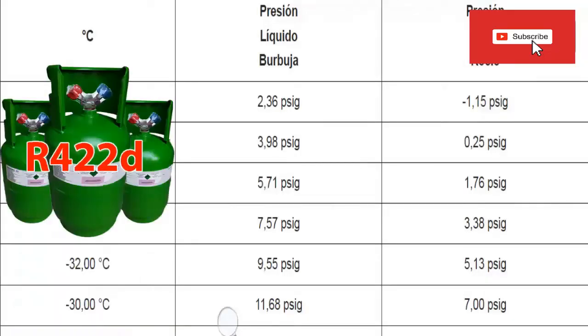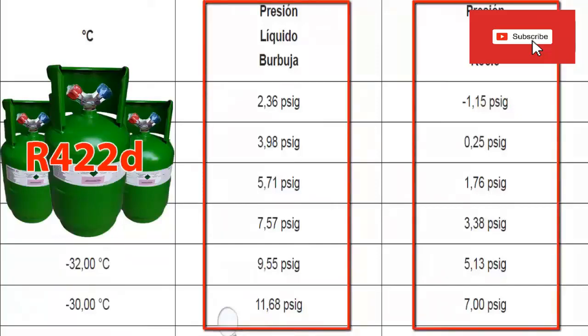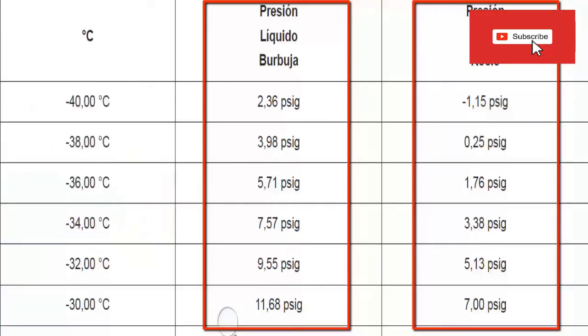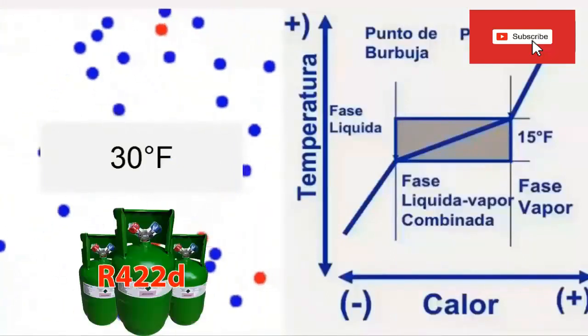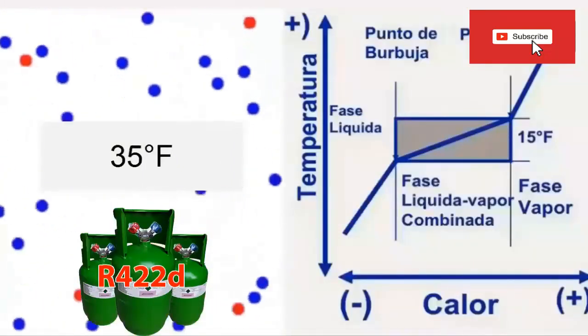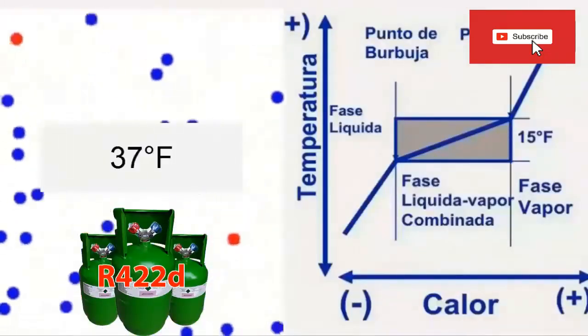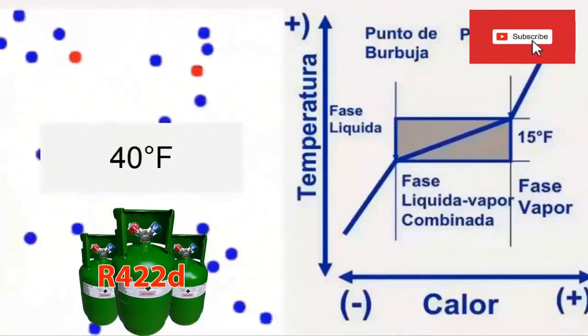As we can see in the table, we have two pressure columns, one corresponds to vapor or dew pressure and the other to liquid or bubble pressure. This occurs because the R422d has slippage. Remember that slip means that the temperature of R422d changes while it is evaporating, and this aspect must be taken into account when recharging with R422d.